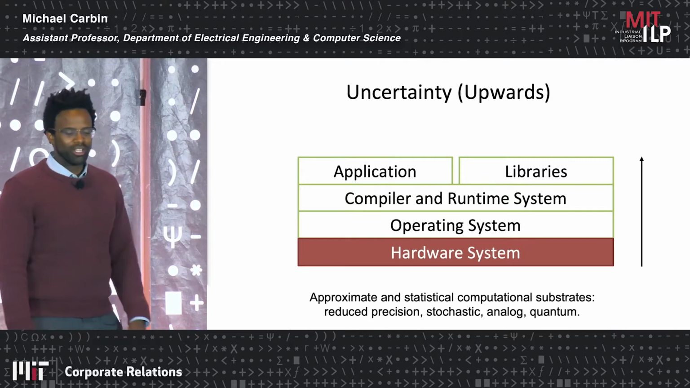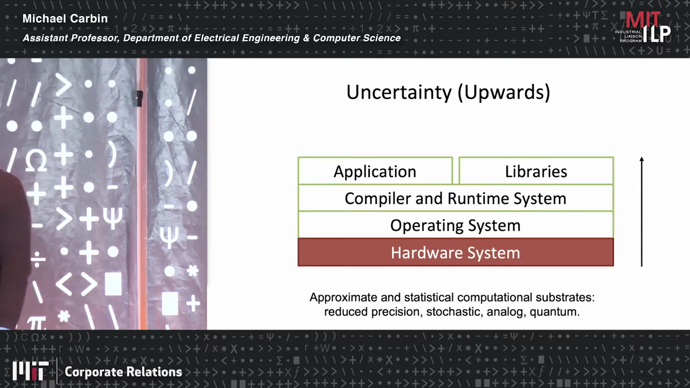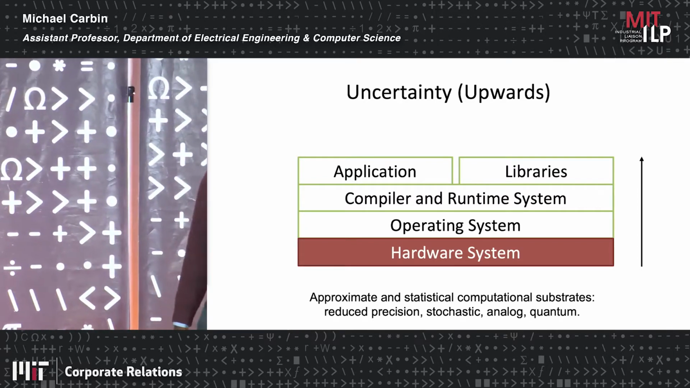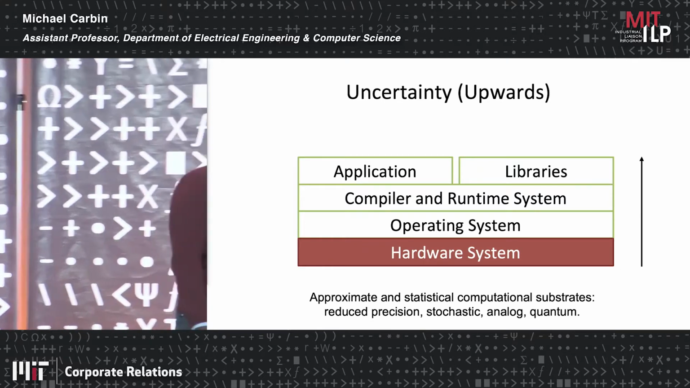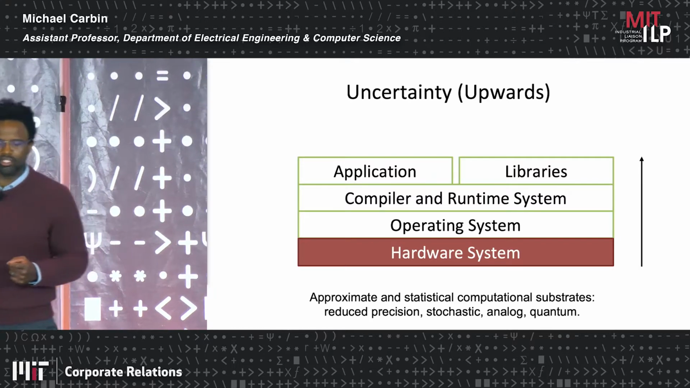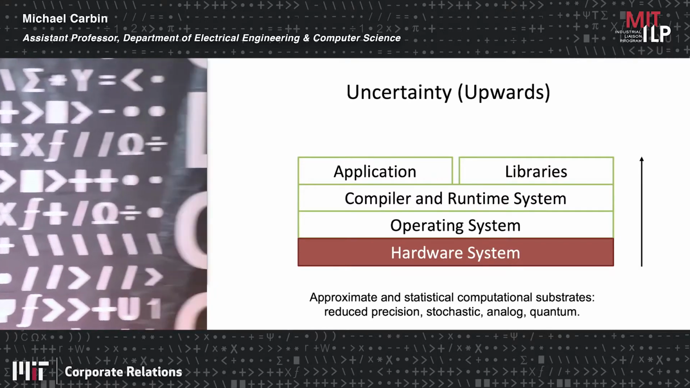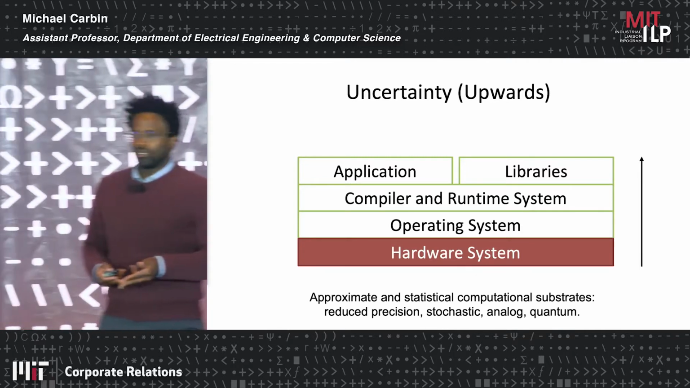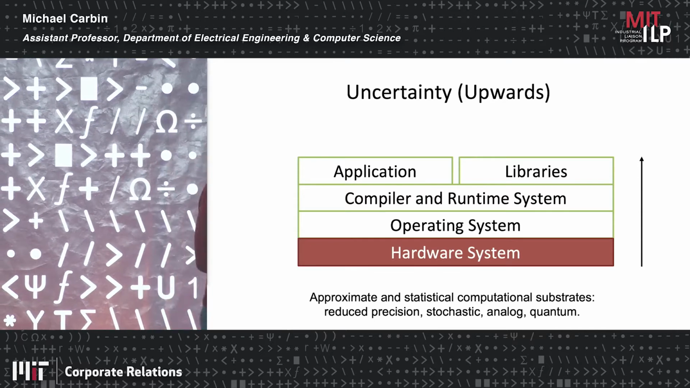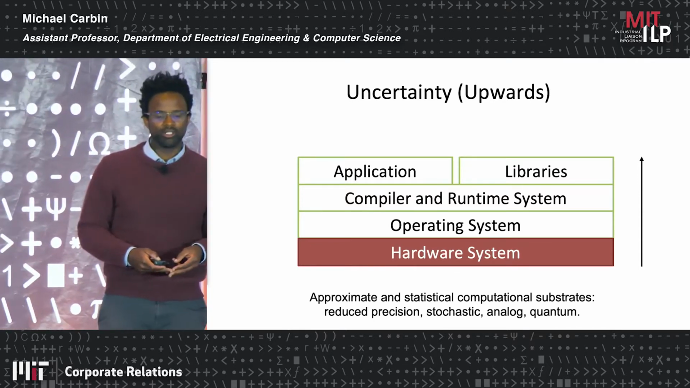So at the hardware system level, we're seeing very interesting current and future systems that are coming along with approximate and statistical computational substrates. Reduced precision, we're seeing this show up in a lot of the modern machine learning accelerators with brain float, for example, other different floating point representations. We're seeing opportunities for stochastic, analog, and quantum computation. All of these have epsilons in them. They do not produce a single correct answer. Right?